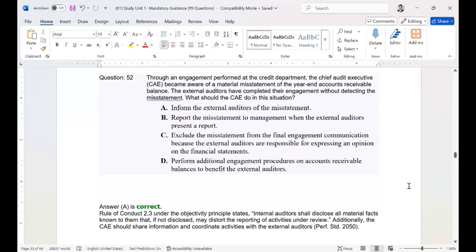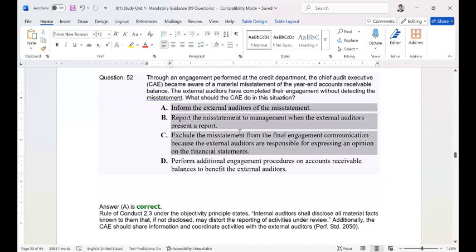Shall disclose all material facts known to them, if not disclosed. So the CAE should share information and coordinate activities with the external auditor. Yeah? That is important. But generally what happens is internal auditors don't go and directly talk to the external auditors. A meeting is facilitated. First step would be to inform the management. And if there is a shortage or misstatement, we must get the management to adjust the accounts. Right? If the accounts are adjusted, then there's no problem. There won't be a qualification.